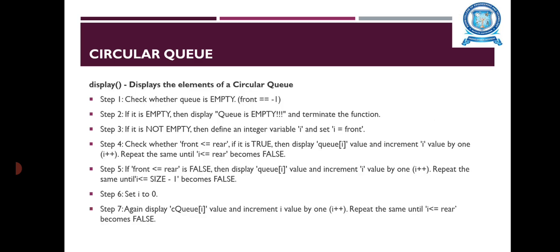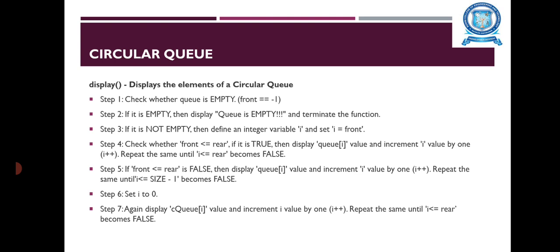The next one is the display. The display function is mainly used to display the elements of the circular queue. The first step is to check whether the queue is empty or not. If it is empty, then display the queue is empty. If it is not empty, then define an integer variable i and set i equal to front. Check whether front is less than or equal to rear. If it is true, then display the queue of i value and increment the i value by 1. Repeat the same until the condition i less than or equal to rear becomes false.